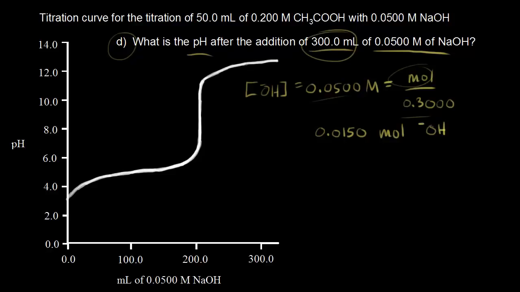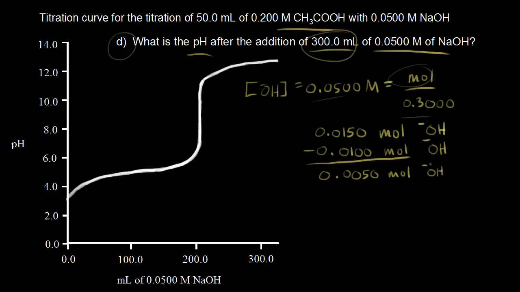In part C, we saw that we needed 0.01 moles of hydroxide ions to completely neutralize the acid that we originally had present. So we're going to use up 0.01 moles of hydroxide. That's how much was necessary to neutralize our acid, right? So how many moles of hydroxide are left over after the neutralization? Well, that would just be 0.005. So 0.005 moles of hydroxide ions are left over after all of the acid has been neutralized.